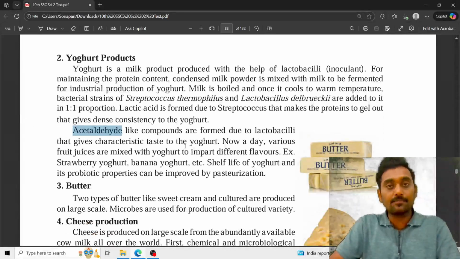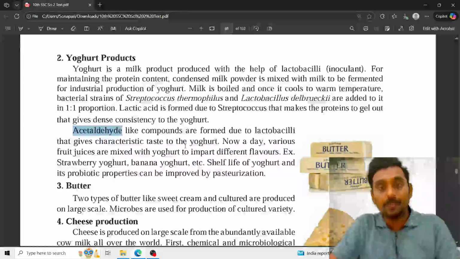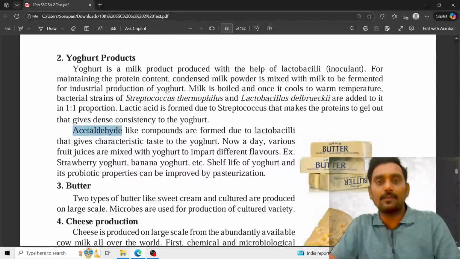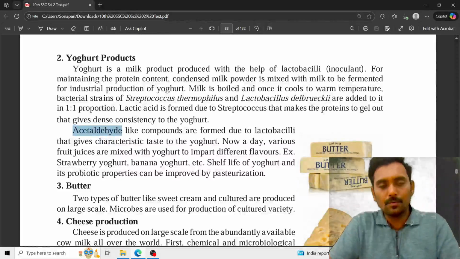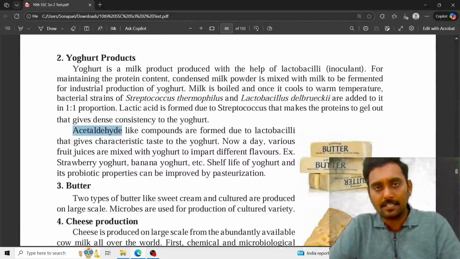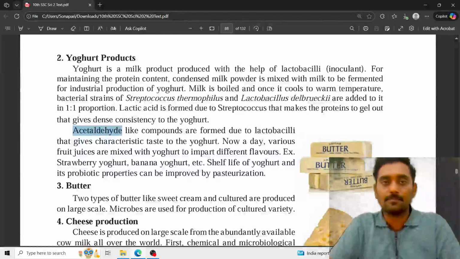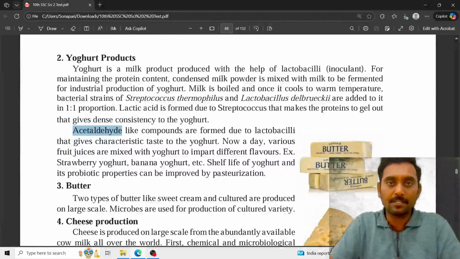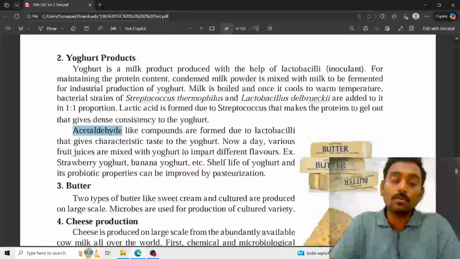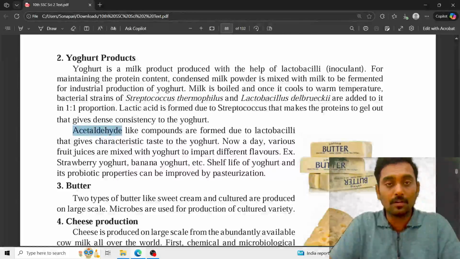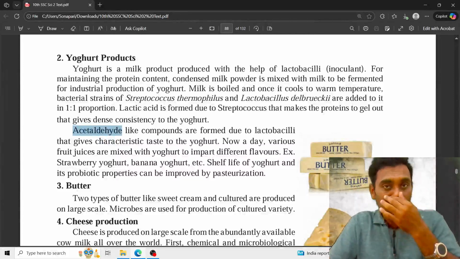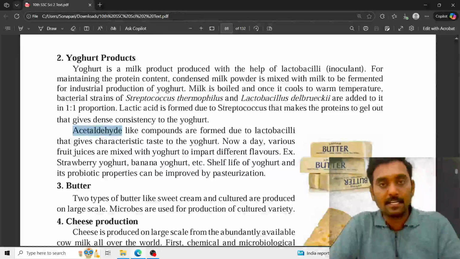Nowadays various fruit juices are mixed into the yogurt to impart different flavors. In advertisements you can easily see that various kinds of yogurt flavors have been developed, such as strawberry flavor and chocolate flavor. We consume yogurt to improve the gut or the immunity of the gut. Basically, children do not consume yogurt because of that typical taste.